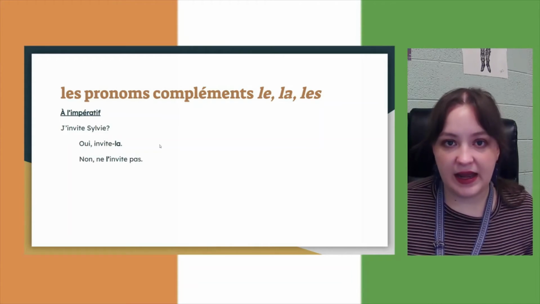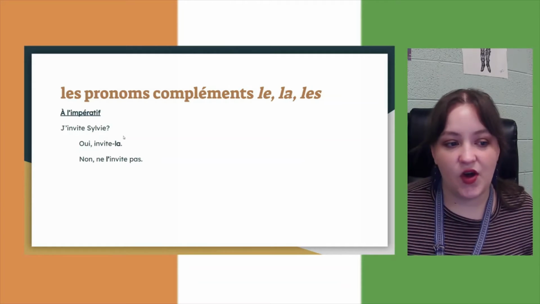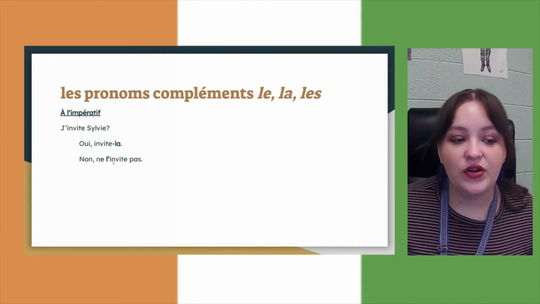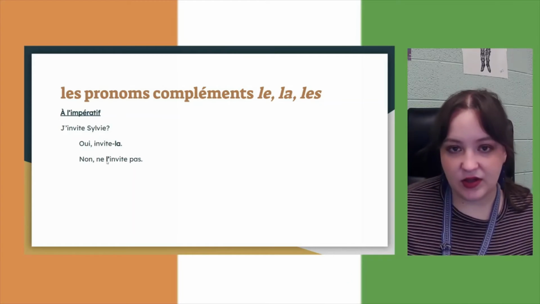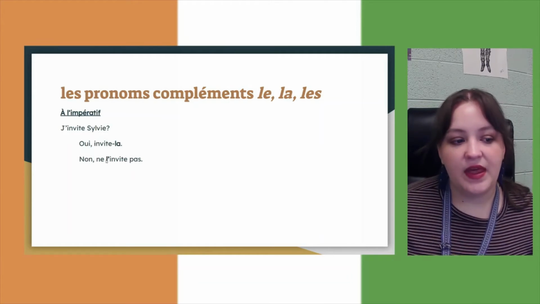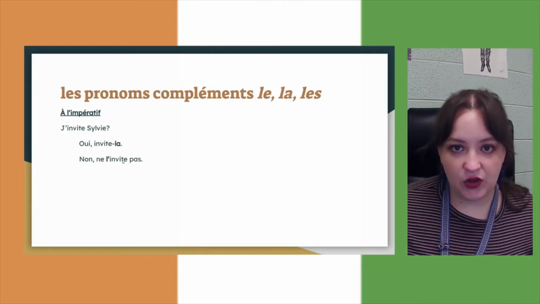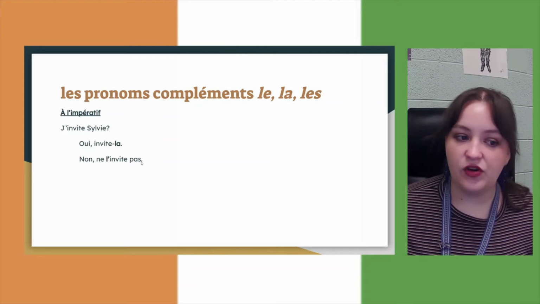Or, in a negative sentence, it doesn't go after, it goes before. So, non, ne l'invite pas. Right, so in a negative imperative sentence, don't, do whatever, then the object pronoun goes before the verb, like you would expect from a normal sentence, and then ne pas around both of them.